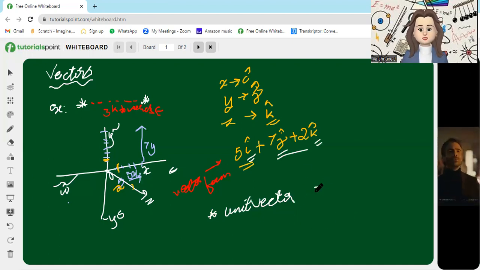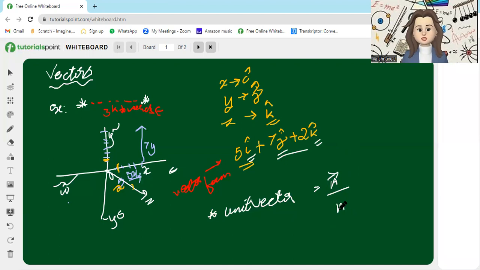Now, the unit vector formula in vector form is nothing but a vector A, which we know is represented by dividing it by the magnitude of that particular vector. Now, I'll tell you how we calculate a magnitude, which is very simple and easy.